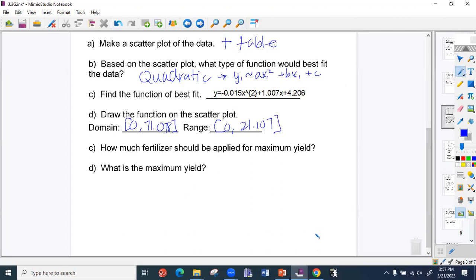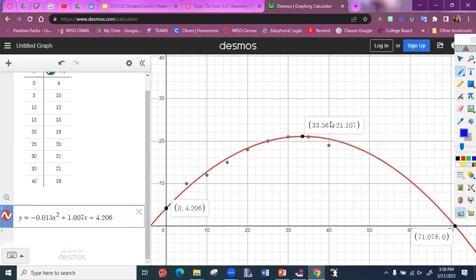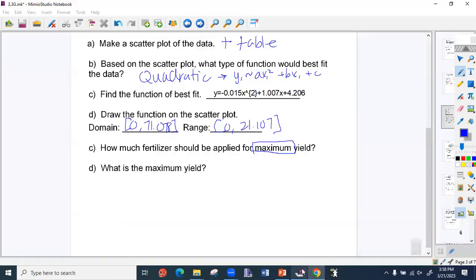Okay. Then it asks us how much fertilizer should be applied for maximum yield. So the keyword here is maximum yield. So we're looking for our maximum. Where is our maximum? Right here. Look at that. So how much fertilizer should the farmer be using? 33.567, 33 and 57 hundredths pounds of fertilizer. So that's the sweet spot for him.